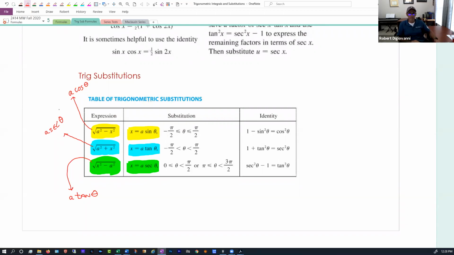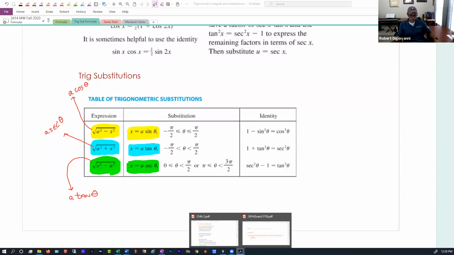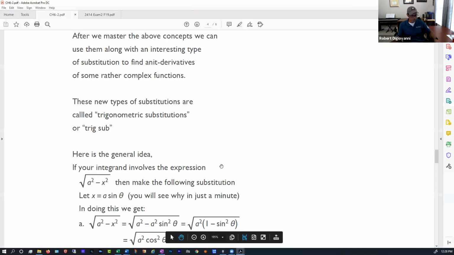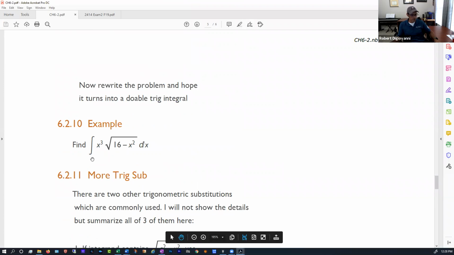All right, you ready? We have just enough time to do one problem. And the first one I'm going to do is this one. Integral x cubed times the square root of 16 minus x squared.